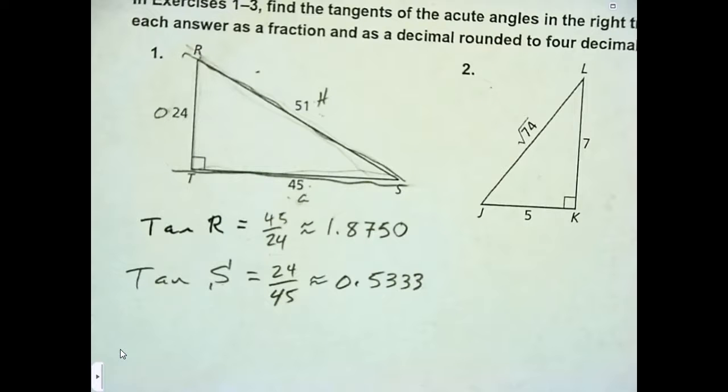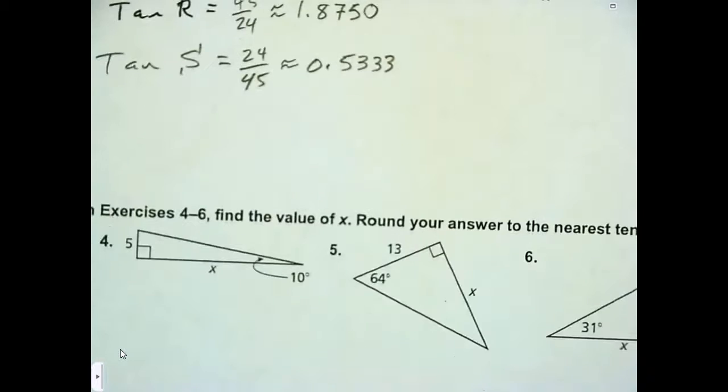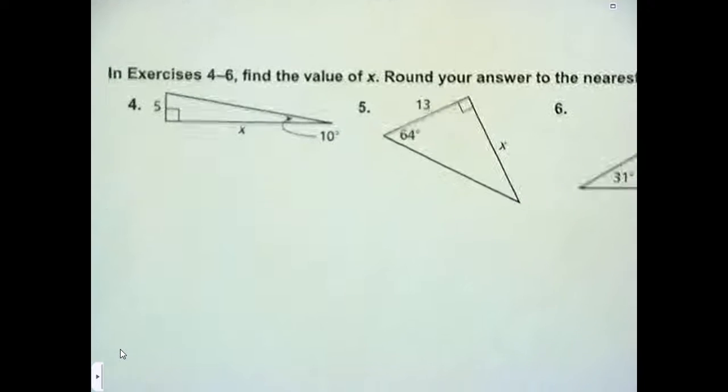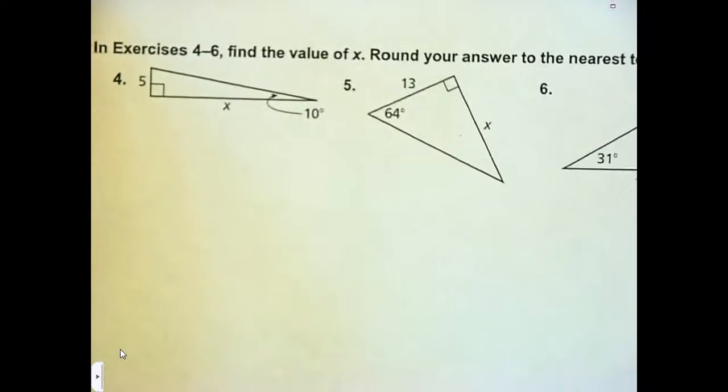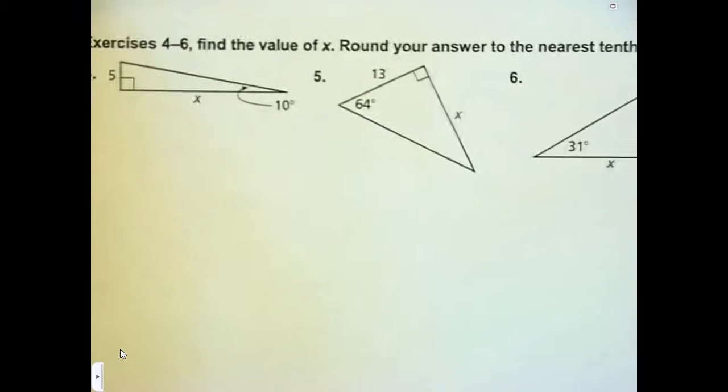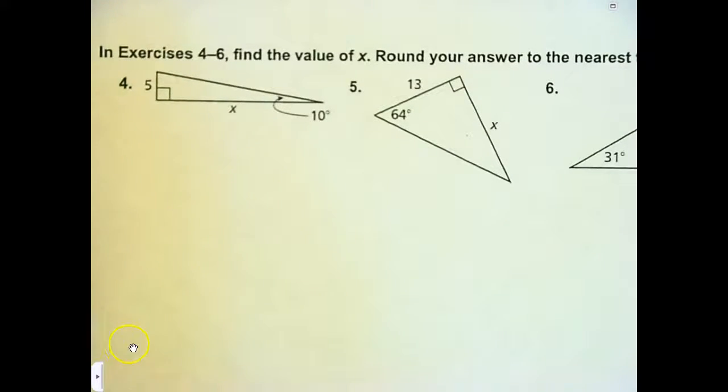Very good. Moving on, I want you to try number 4. Find the value of x, round your answer to the nearest 10. Work with your groupie there. Set up your ratio first. Hypotenuse is always your longest side.